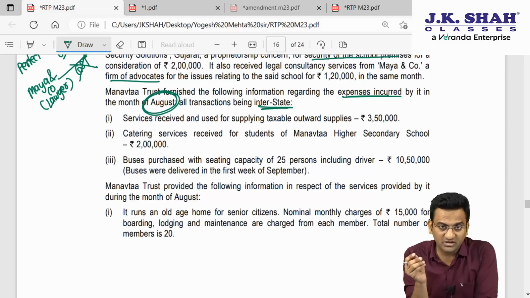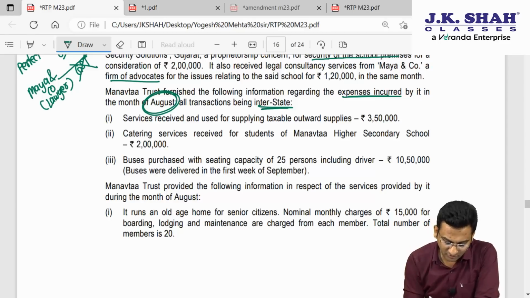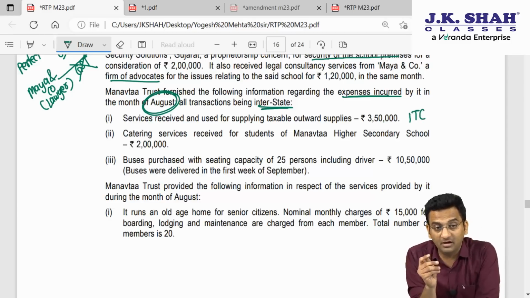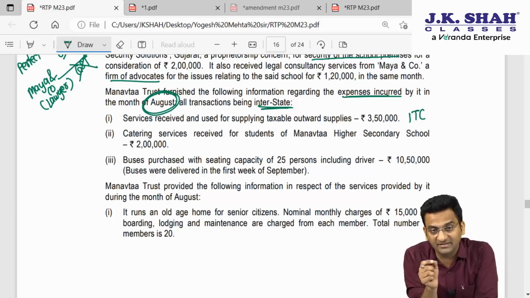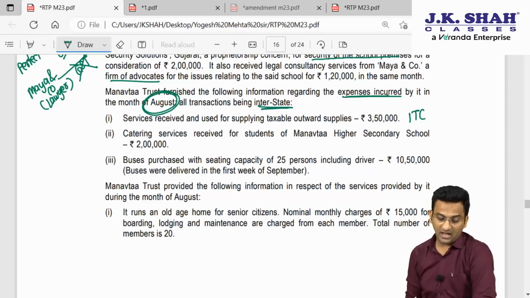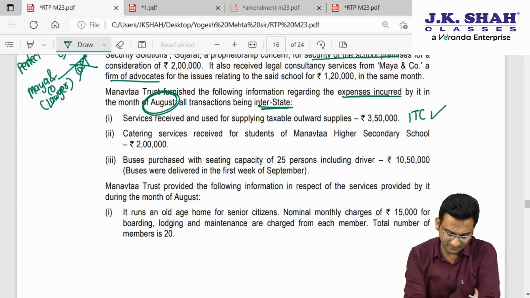So in this question, expenses are incurred, so these are inward supplies. And now the question arises whether the ITC will be available or not. In GST, what other question will be there for inward supply? Services are received and used for supplying taxable outward supply. Tell me, friends, whether the ITC can be availed or not. When services are received as inward supply and used for supplying the taxable outward supply, and the outward supply is taxable, ITC can be availed.